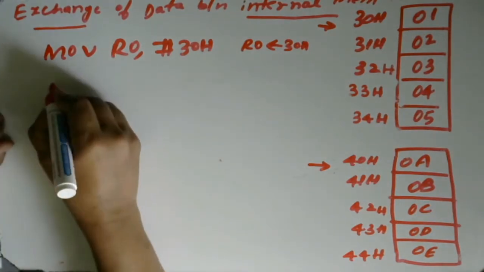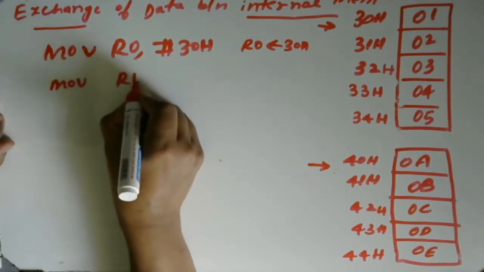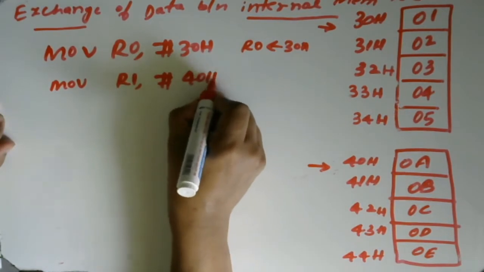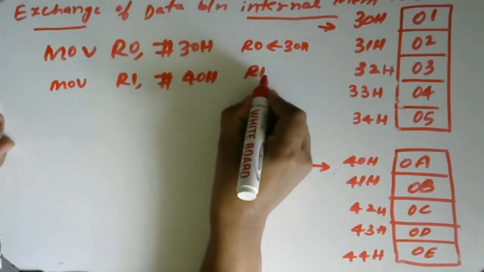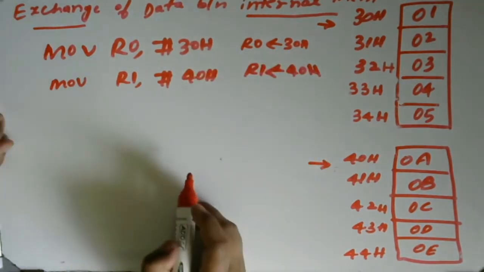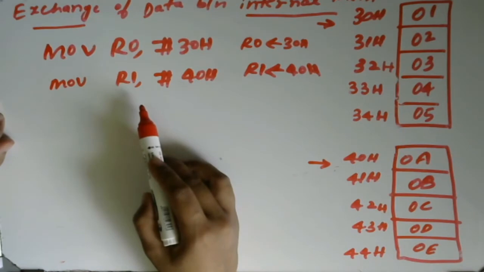Similarly, 40H is initialized to register R1, that is, with MOV R1, #40H. After this instruction, R1 will have 40H. So remember that only R0 and R1 can be used as pointers.